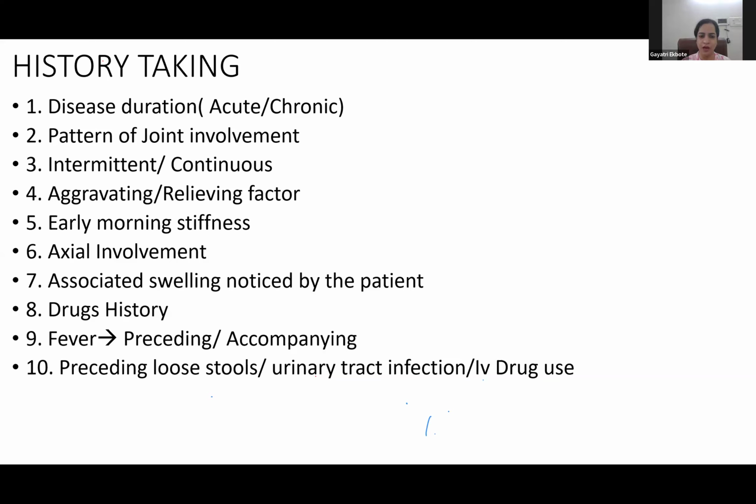Drug history: you have to ask them whether they are taking any treatment for themselves, and then you have to rule out drugs causing arthritis. I'll be coming to that later. To rule out infection-induced arthritis or reactive arthritis, you have to ask basically the history of fever or any recent infection. Arthritis is again very common in IV drug abusers, so you have to ask that history as well.